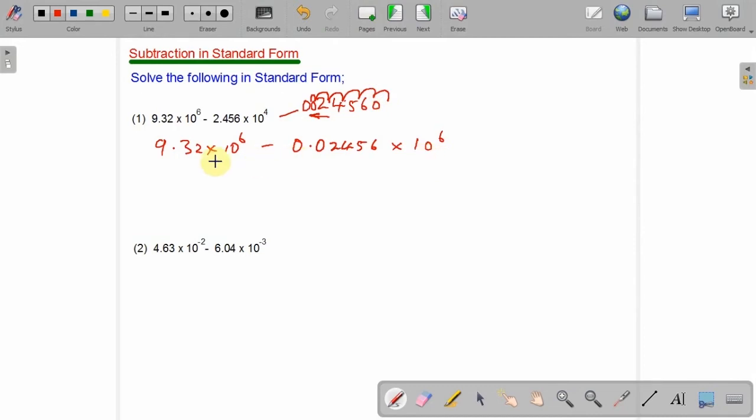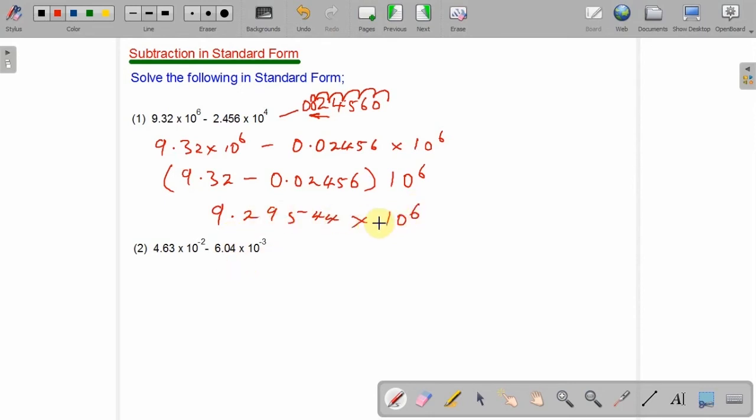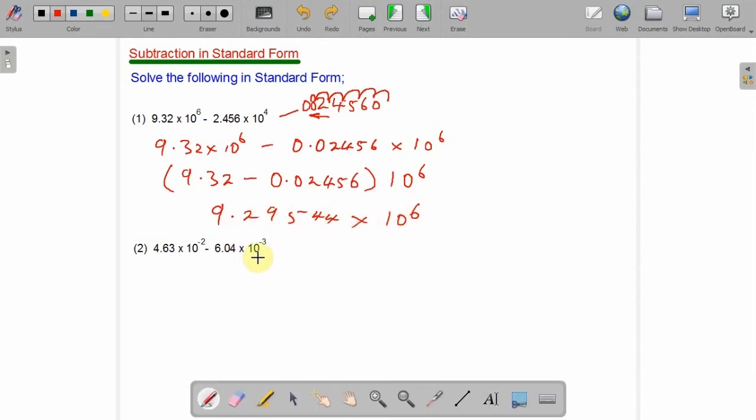Having made both of them 10 to the power 6, bring these numbers into one parenthesis, then pick one of the 10 to the power 6. If you subtract this from this, you are going to have 9.29544 times 10 to the power 6. This is the answer in standard form. Number 2, we are to subtract this from this, and to achieve it, you need to make the power of the 10 become the same. And how are we going to do it?